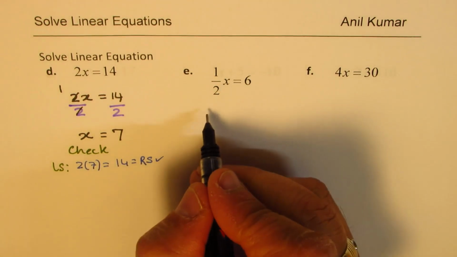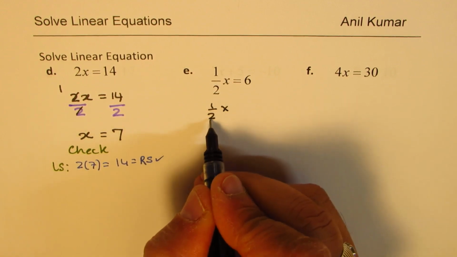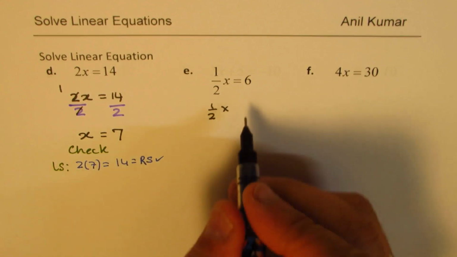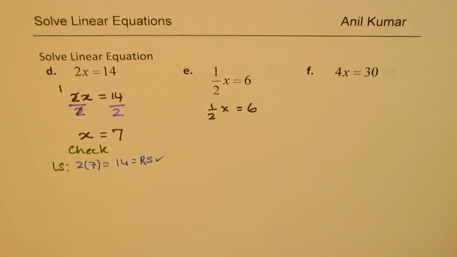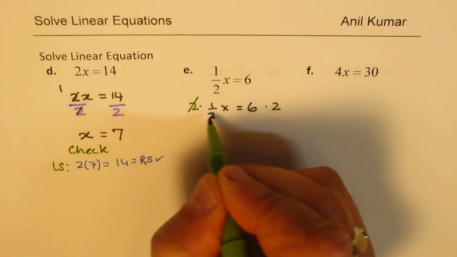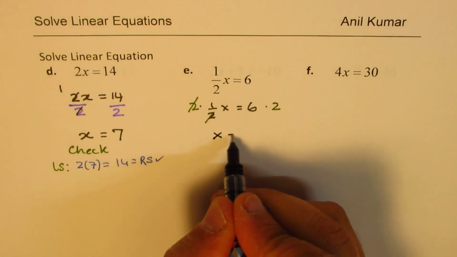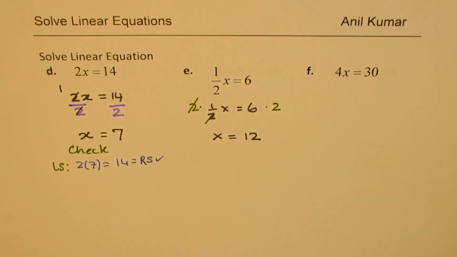Next one equation which we have here is, you could read this as x divided by 2, or you could also say half times x equals to 6. Now, in both sides, we could just multiply by 2, right? So if you do that, this 2 cancels, and we get our answer, which is x equals to 12. You get an idea. So we get the value of x as 12.